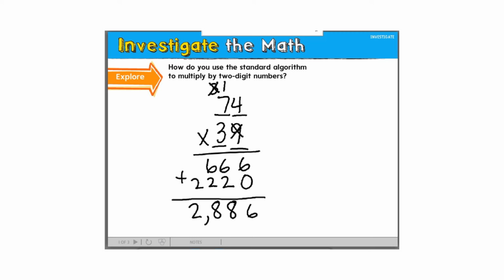9 times 4 is 36. So I put a 3 with a 6 in the 1's place. 9 times 7 is 63. Plus 3 more makes 66. So that's where I got these 2 from. Then I put an X through the 3 and I put an X through the 9. I put a 0 underneath. 3 times 4 is 12. Carry the 1, put a 2 underneath. 3 times 7 is 21. Plus 1 more is 22. So I put 22 there. Then when I added it up, I got 2,886.